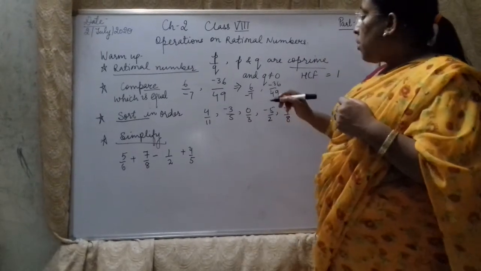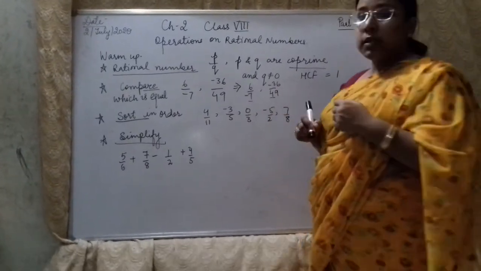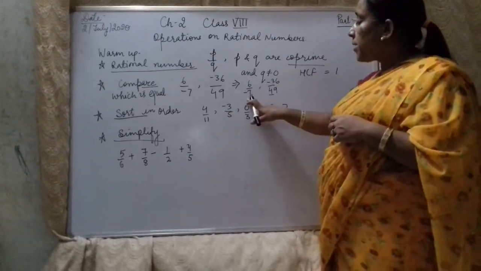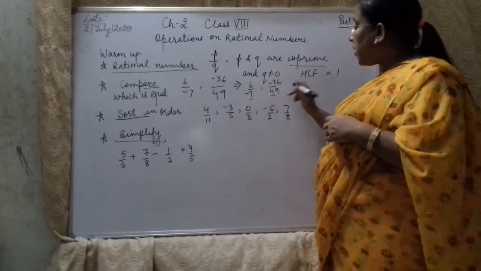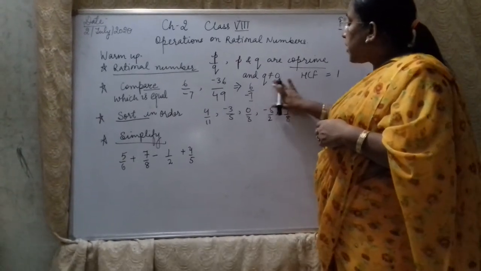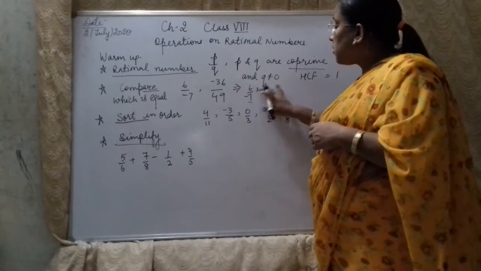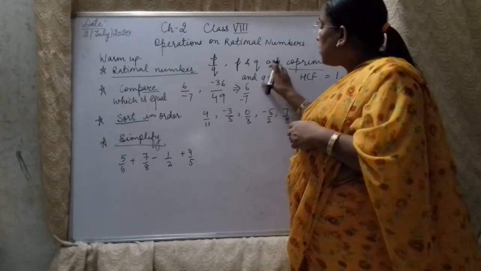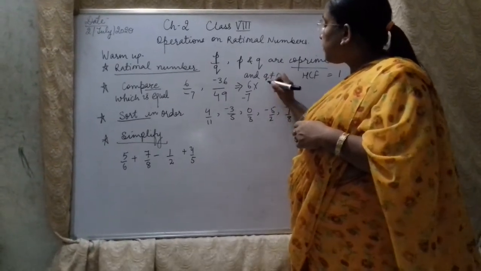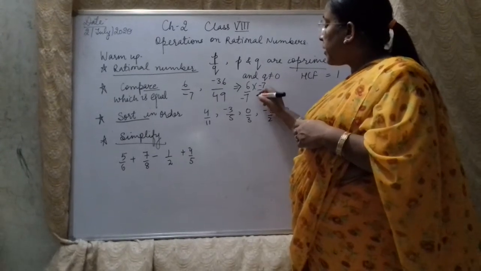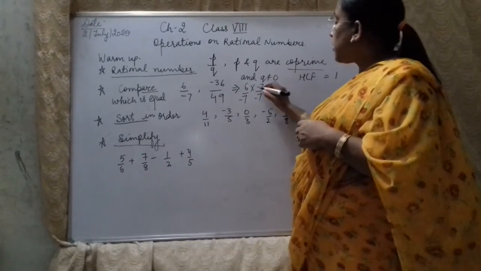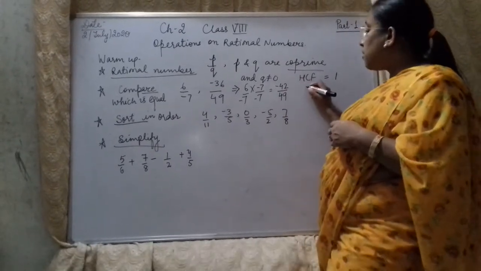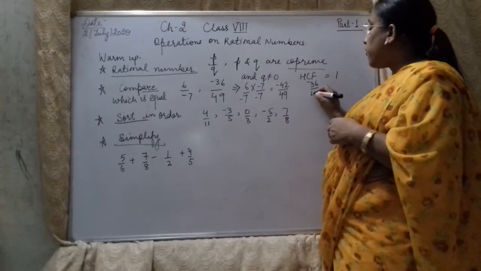So what will we do? We will make the denominators of both the rational numbers equal. How will we make it? 7 sevens are 49, and minus 7 multiplied by minus 7 will give 49. So 6 upon minus 7, multiplied by minus 7 in the numerator and minus 7 in the denominator, we get minus 42 upon 49, and the other rational number is minus 36 upon 49.